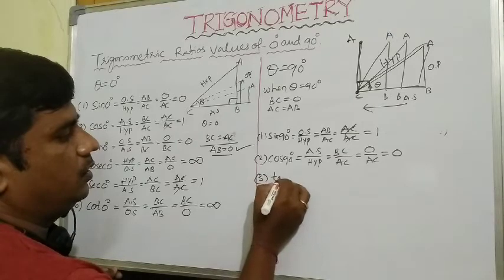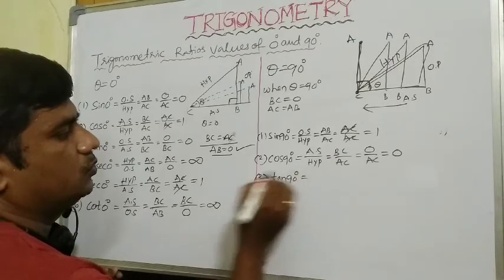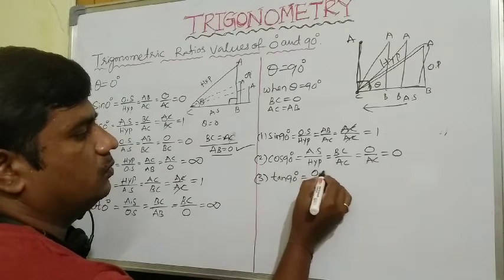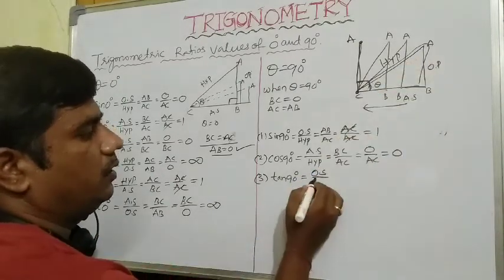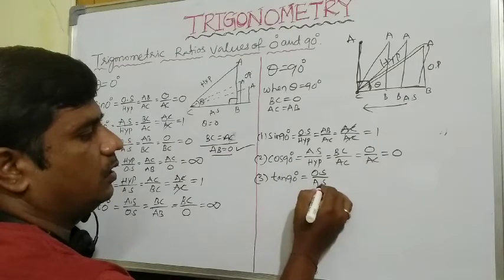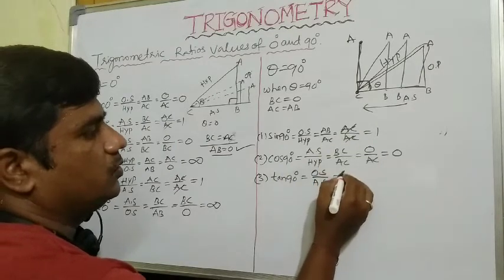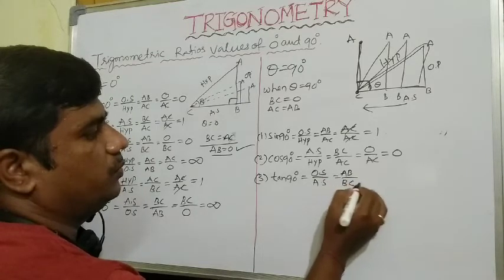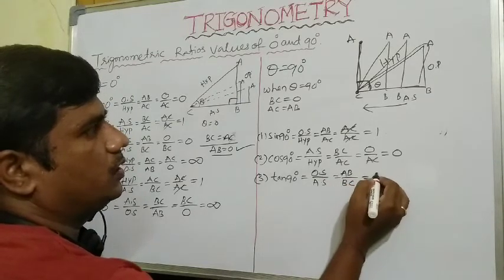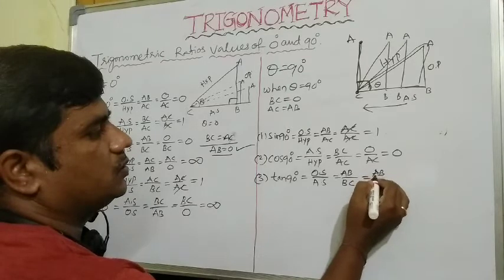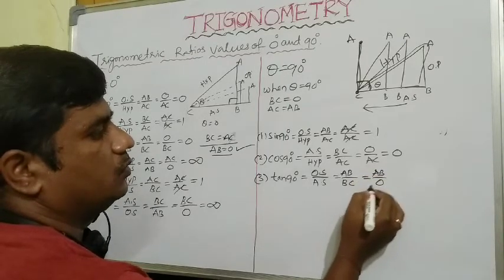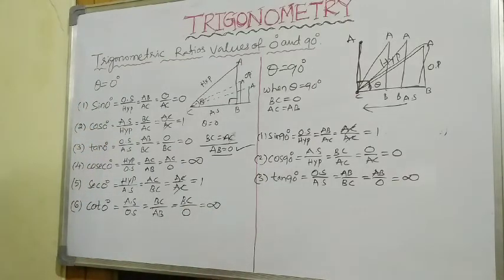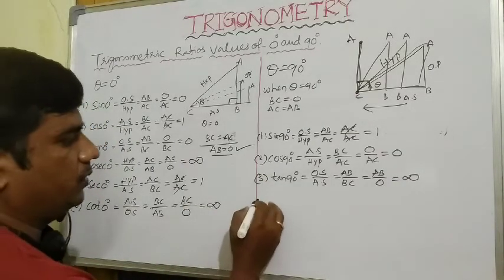Next, third one, tan 90. Tan 90 means the ratio of the opposite side to the adjacent side. The opposite side is AB and the adjacent side is BC. AB value remains the same, but BC value is 0. So division by 0 is not defined. So tan 90 value is infinite or not defined.